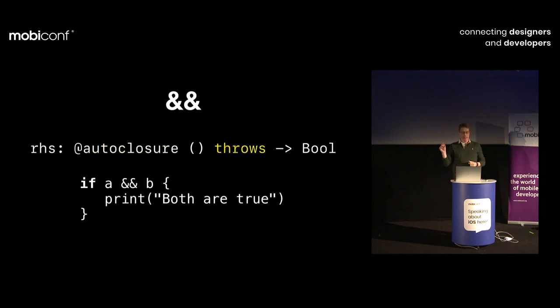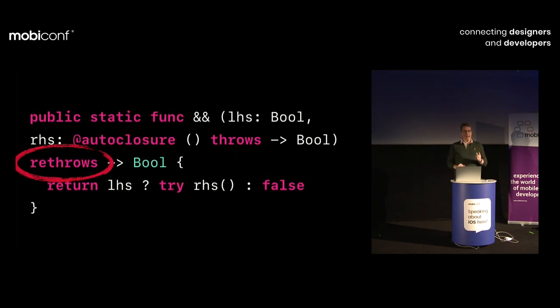And the whole thing is marked as throwing. That parameter, because we're able to say if A and try B. Try doing B, and if it works, great. But that throws keyword doesn't mean must throw. It means might throw. And so we can also say if A and B. Could throw, could not throw. And that's where this rethrows keyword comes in. And that's the first thing I want to look at in this code.